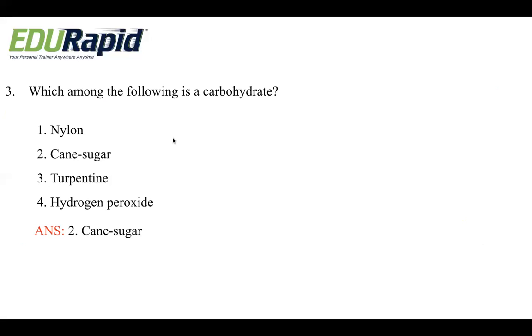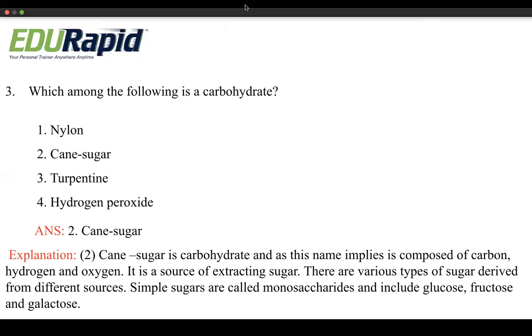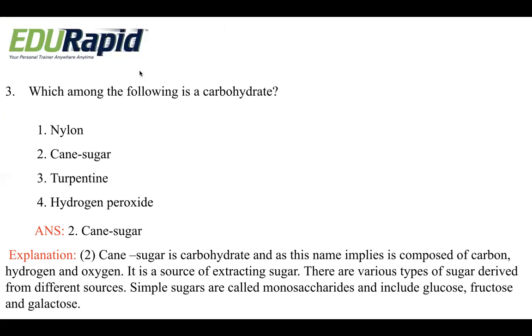Okay, let us see the answer. So it's cane sugar, right? It's a kind of carbohydrate. Cane sugar is a carbohydrate, as the name implies, composed of carbon, hydrogen, and oxygen. So it consists of carbon, hydrogen, and oxygen.